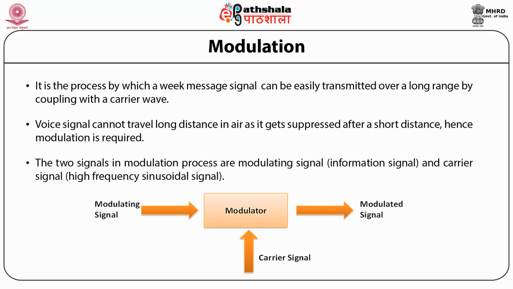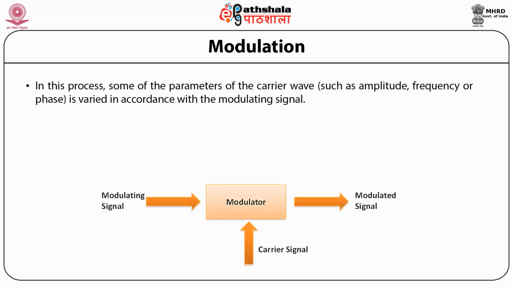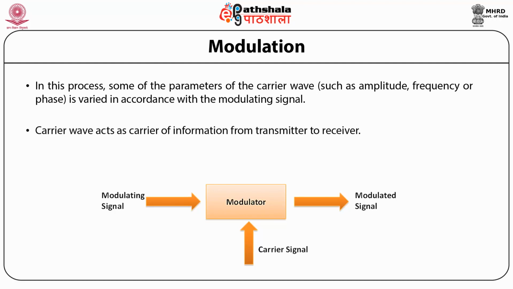The two signals in the modulation process are the modulating signal, the information signal, and the carrier signal, a high frequency signal. In this process, some of the parameters of the carrier wave, such as amplitude, frequency, or phase, are varied in accordance with the modulating signal. Here the carrier wave acts as the carrier of information from transmitter to receiver. This modulated signal is then transmitted by the transmitter, which is shown in the following block diagram.